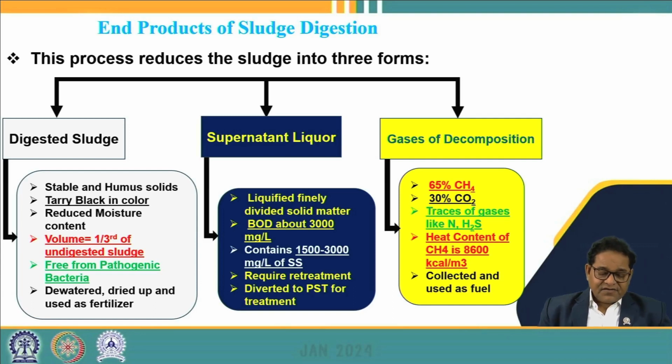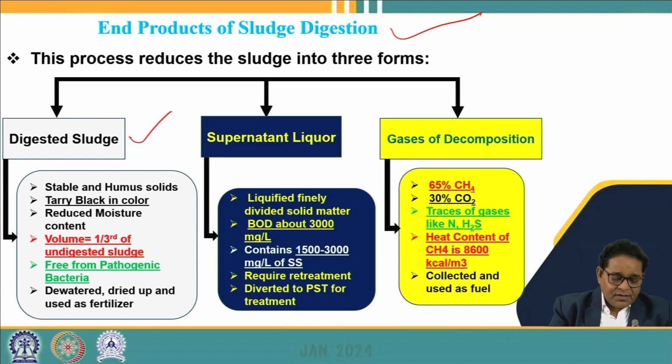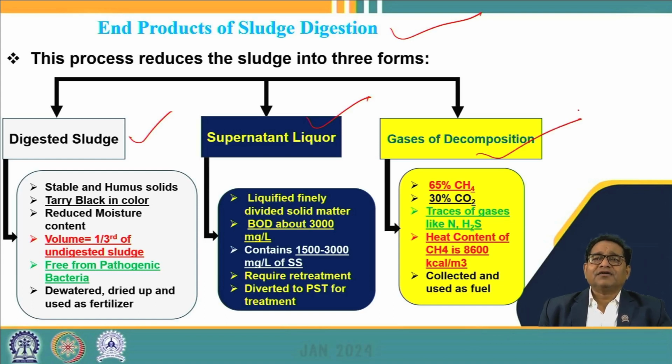And then let's see the end products. What are the end products generated after this digestion process? As I said, the digestion results in a reduction of around 70 to 75% of the total volume of the sludge, and finally results in three important products of this digestion process: the digested sludge, the topmost layer, the supernatant liquor, that is the clarified water, and then the gases which are produced during this digestion process. So these are the three major components generated out of this sludge digestion process.